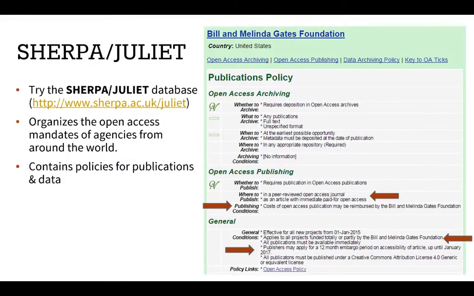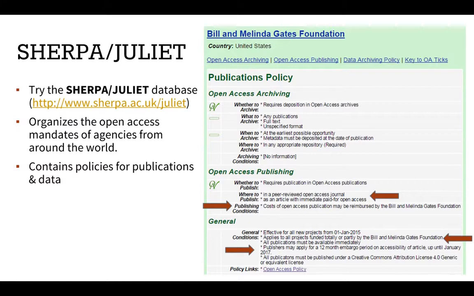Usually, the funding agency can tell you what their requirements are for open access publishing. But if you don't know, you can use the SHERPA/JULIET site. Based in the United Kingdom, this site organizes the open access mandates of agencies from around the world. Their policies include both what you have to do with the publications and with any data stemming from your investigation.